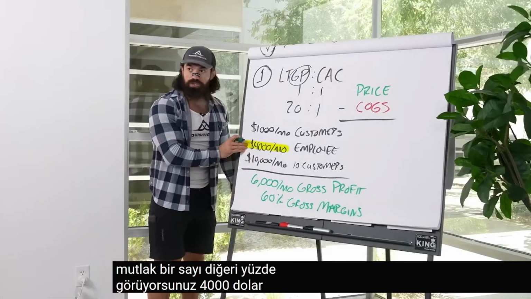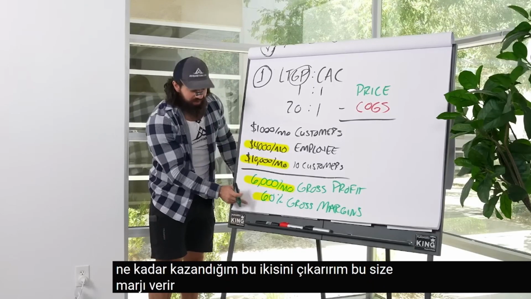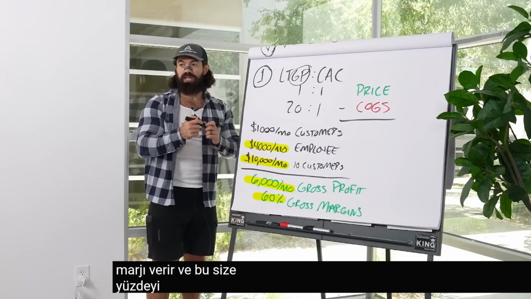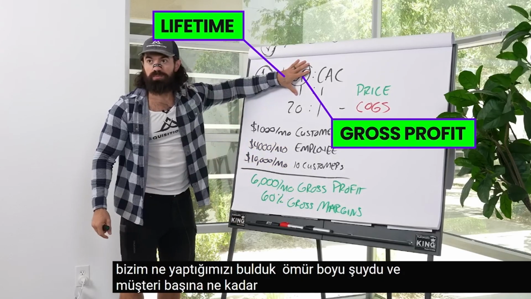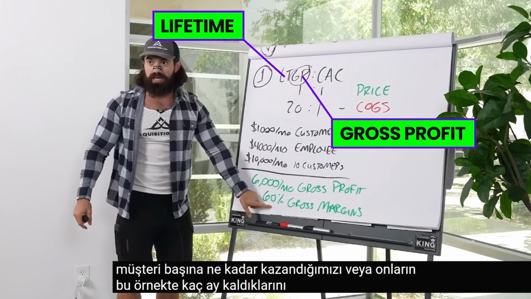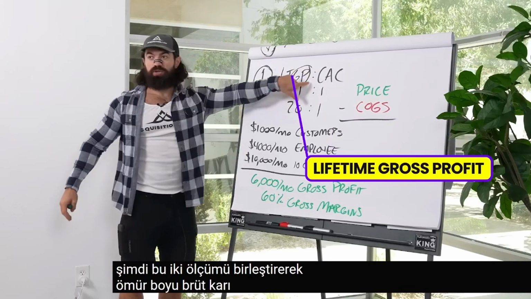You're seeing how $4,000 is my cost. This is how much I make. Subtract the 2, that gives you the margin, and that gives you the percentage. Now remember, we figured out what our lifetime was, and we figured out how much we make per customer, or how many months they stayed in that instance. Now, we combine those two metrics to get the lifetime gross profit.